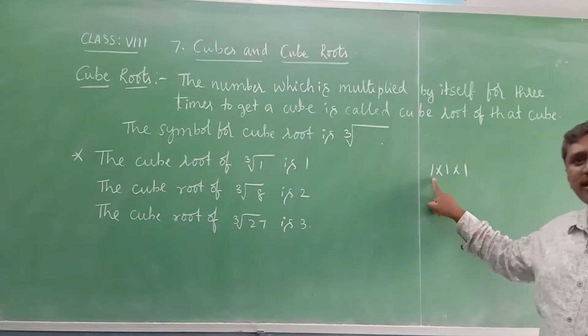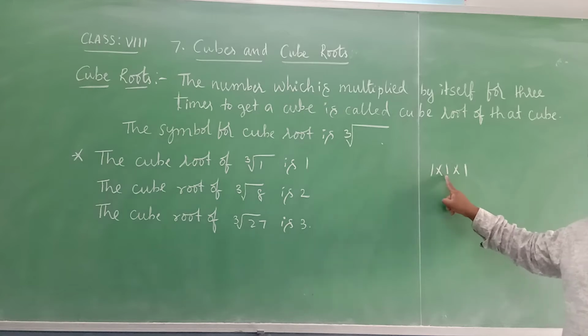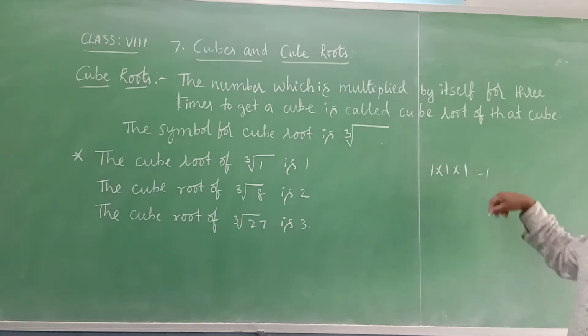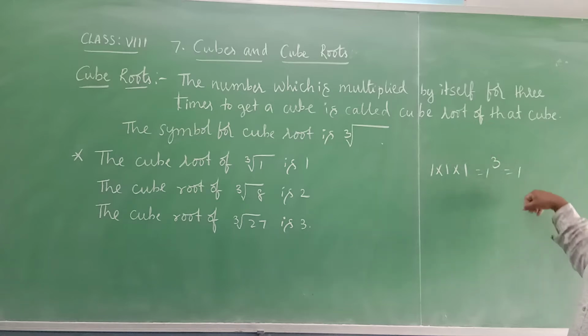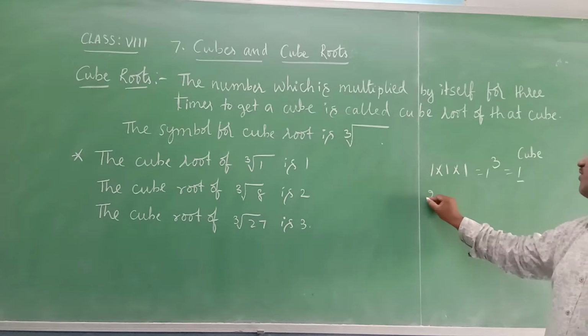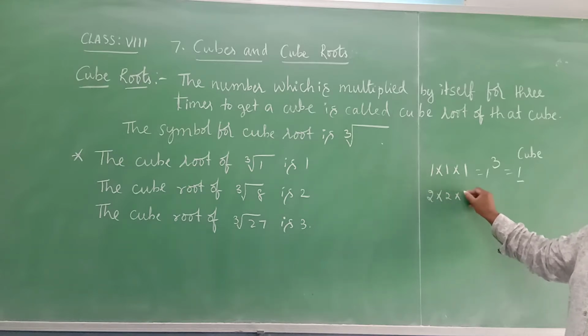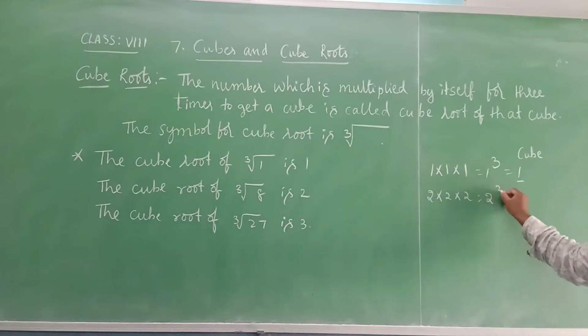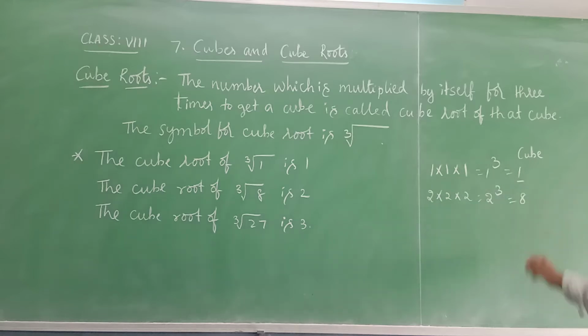That is, 1 is multiplied by 1. 1 into 1 is 1, 1 into 1 is 1. 1 is multiplied 3 times, that is 1 cube, which equals 1. This is the product which we got, and this product is the cube of 1. Similarly, if you multiply 2 into 2 into 2, that is 2 cube, which equals 8. Here 8 is the cube.